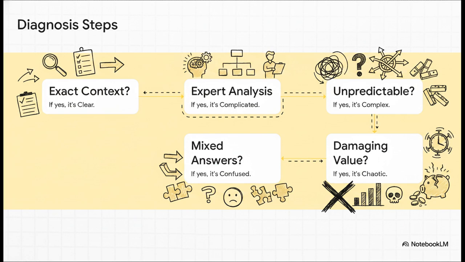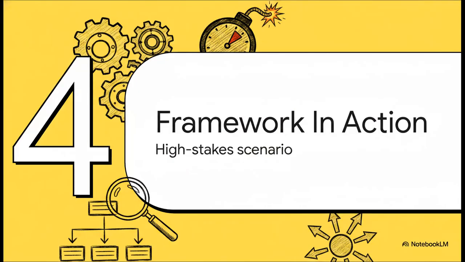Now, quick warning here. The single biggest mistake project managers make is answering yes to step 3, realizing there are too many unpredictable variables, but then going ahead and building a 6-month Gantt chart anyway. That is a guaranteed recipe for disaster. Let's see this in Section 4, the framework in action, through a high-stakes scenario.